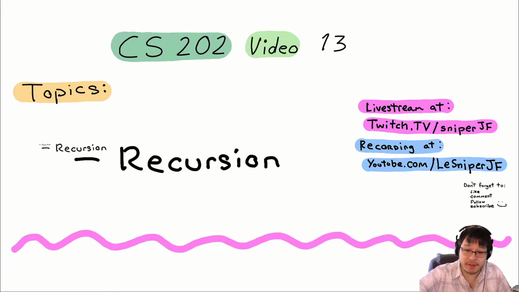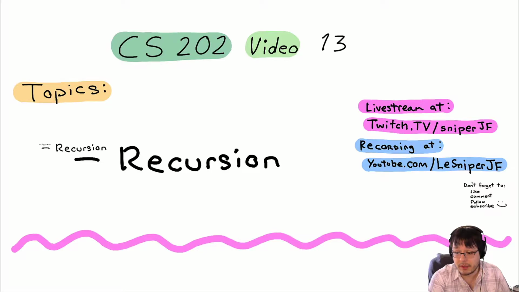CS202 video 13. Today's topic is one topic, but it is one very important topic, and that is recursion. We kind of barely started introducing it for the last 5 minutes last time, and I showed you how to do the Fibonacci sequence in iterative code, which means code with a loop. But now we're going to explore doing that same problem using recursion.